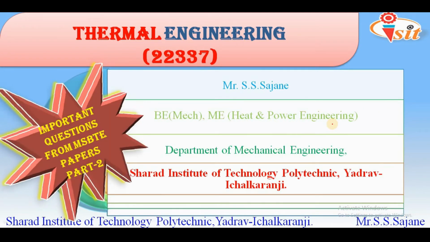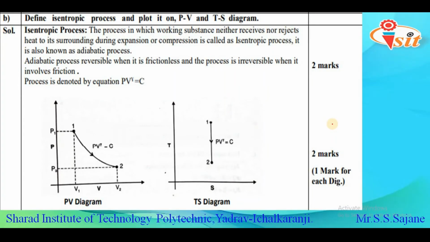The first question is from summer 19 paper, and this question is asked for 4 marks. So we are having the question here as follows: define isentropic process and plot it on PV and TS diagram. So again we are having a theoretical question for 4 marks.